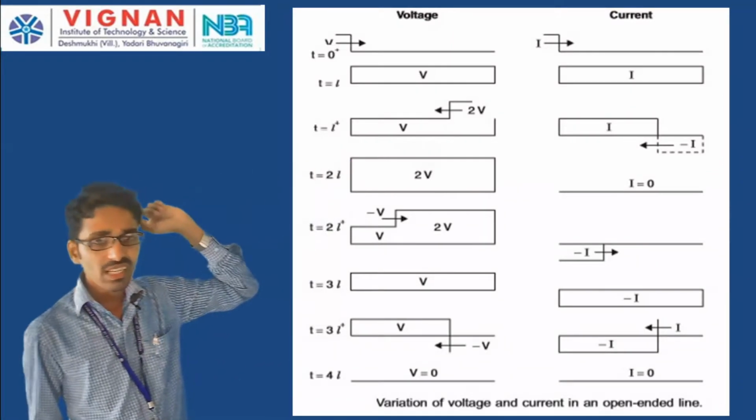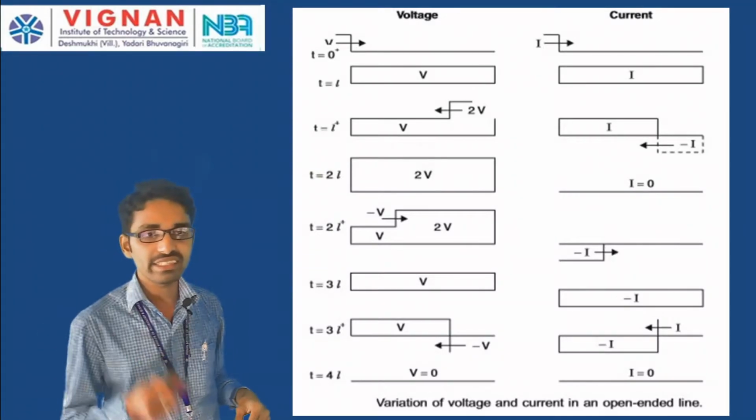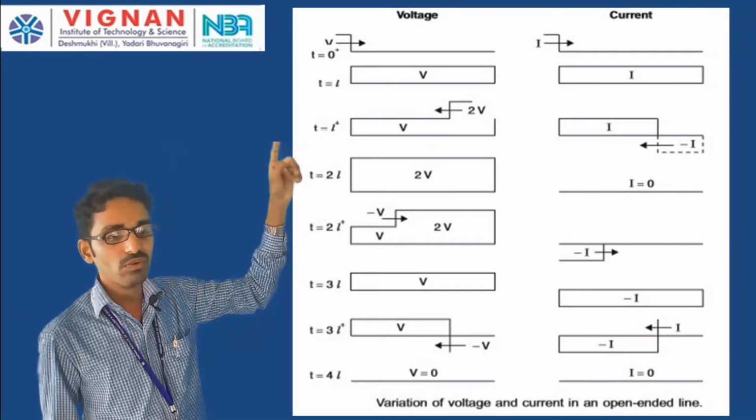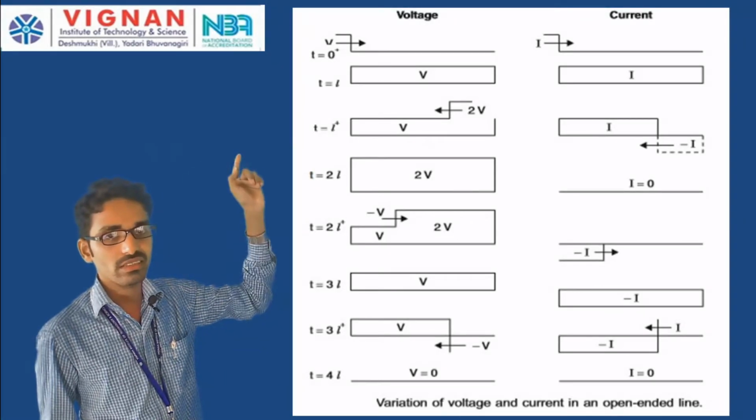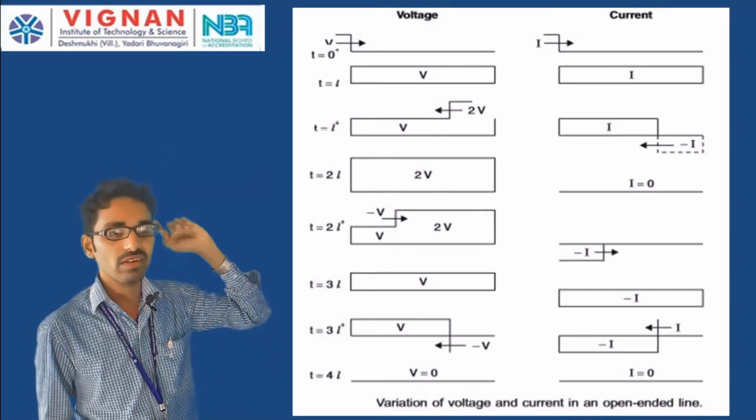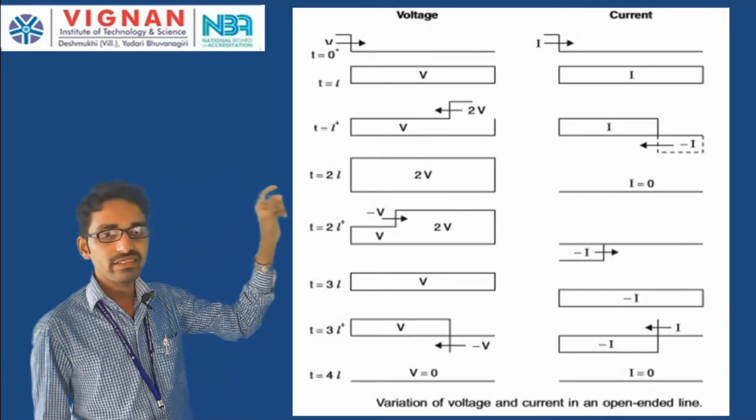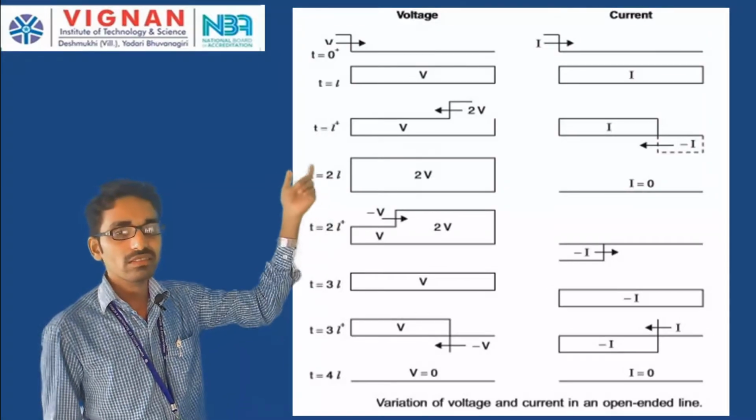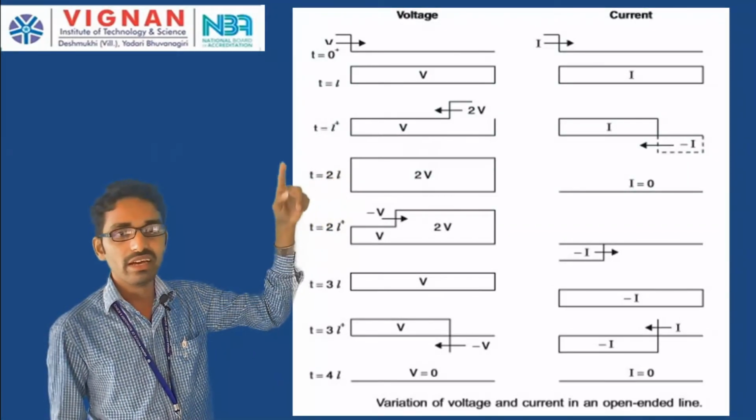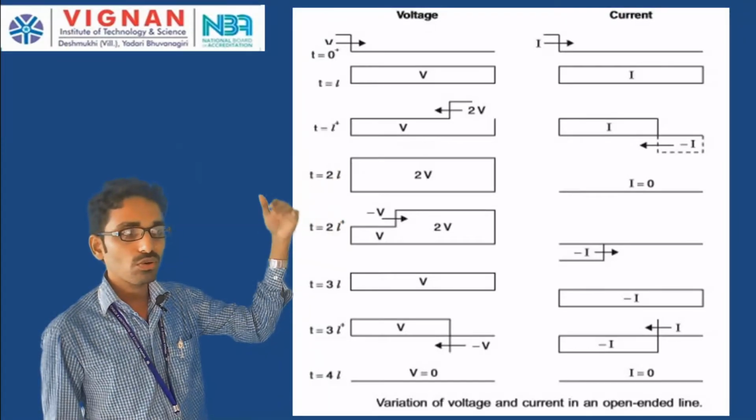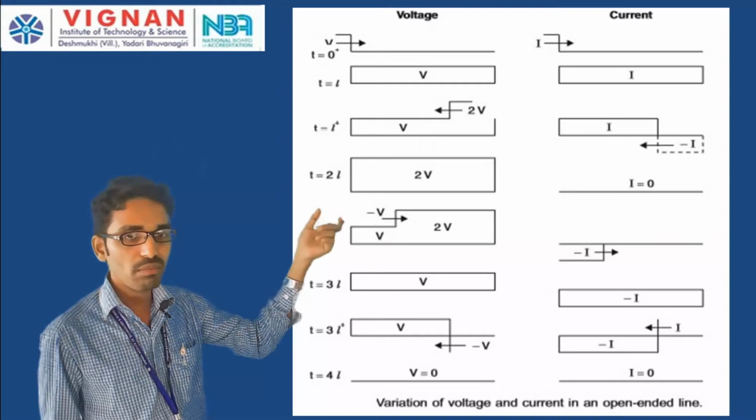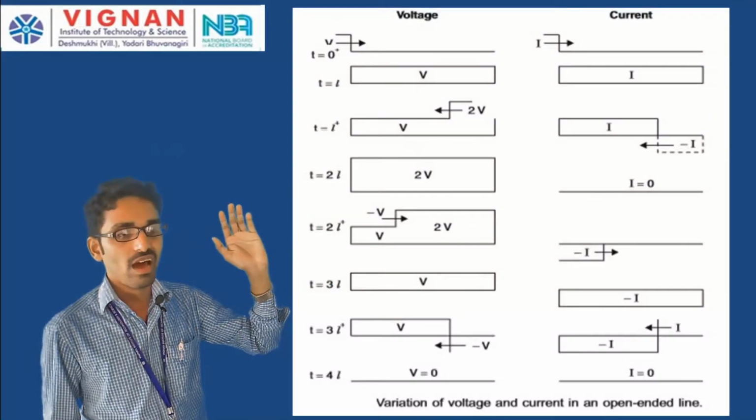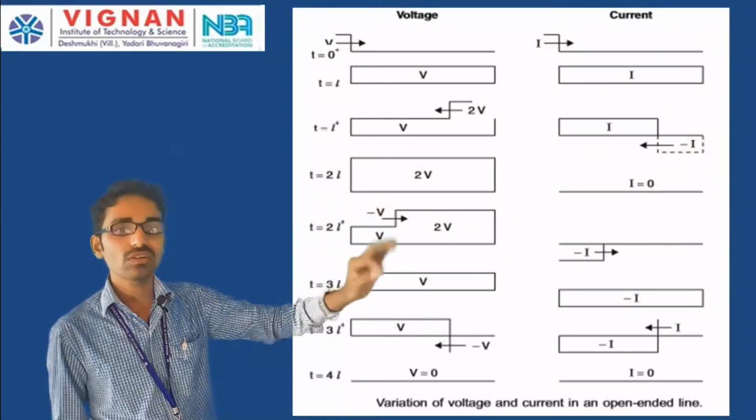So here, first at t equal to 0+, that is at the instant of switching, the current wave and voltage wave start traveling, right? That is, voltage and current start traveling. At t equal to L, after traveling the distance L, we have V and I. After that, at t equal to L+, after the wave reaches the open end, it is going to be reflected back.